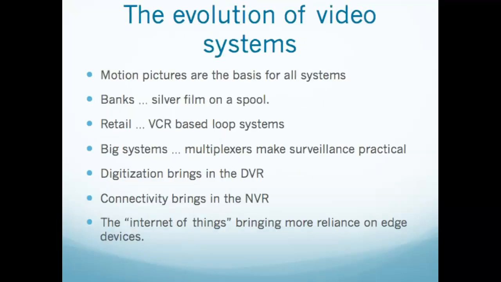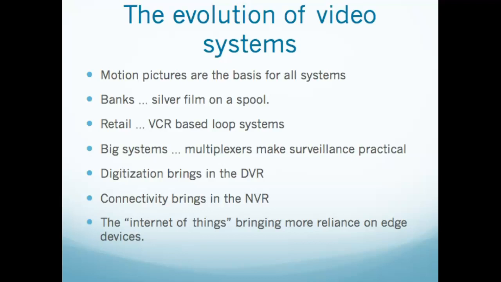So just like with the cameras, motion pictures were the basis for all these video systems. You had banks then with silver film on a spool, just like that green box. Retail really got into video surveillance when VCRs came in, and they were based on a loop system, so that with the ones that you used for surveillance, once the tape got to the end, it would rewind itself and start recording over. So it was the first in, first out kind of scenario, and you were able to keep at least a limited amount of data on your VCR tape.